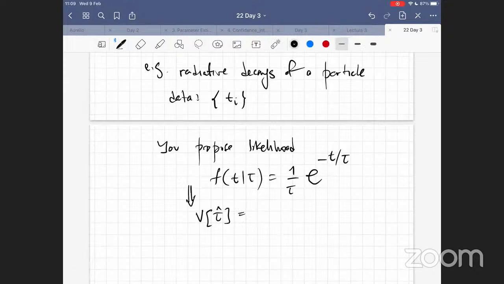Then you see that what you get is this result, where n is the number of measurements, from 1 to n, which you can, of course, replace by your estimator itself divided by n. So this is just the mean.